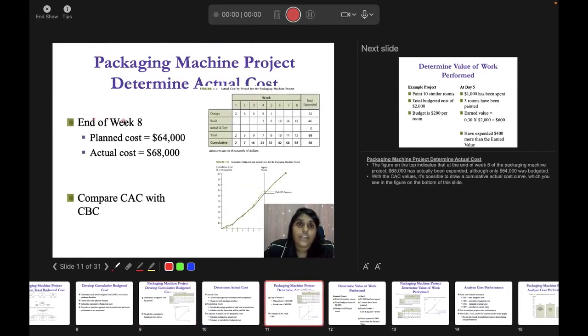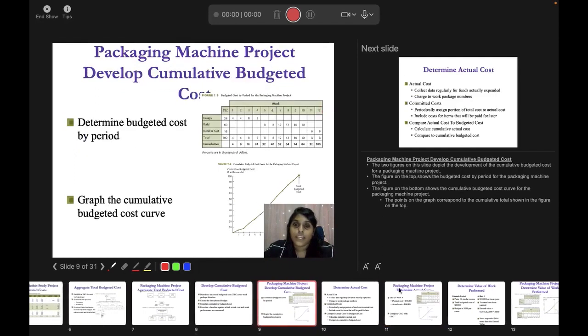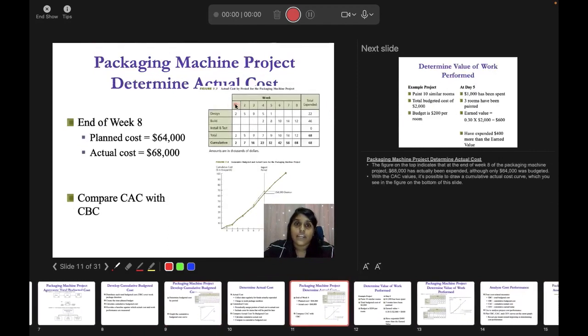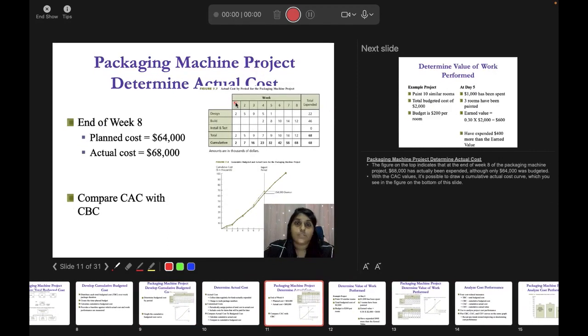At the end of week 8, your planned cost was 64,000 and your actual cost is 68,000. Here they are only doing it for 8 weeks. They are not going for the actual 12 weeks, they are stopping at 8 weeks, right? They are only looking at the actual cost and the budget cost for 8 weeks. So for all these 8 weeks the planned cost was 64,000 and the actual cost is 68,000.